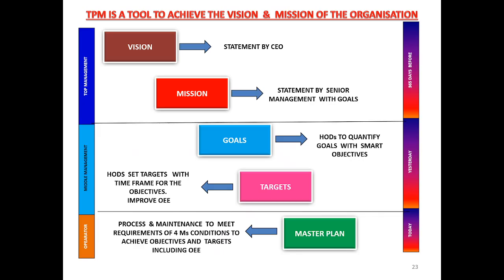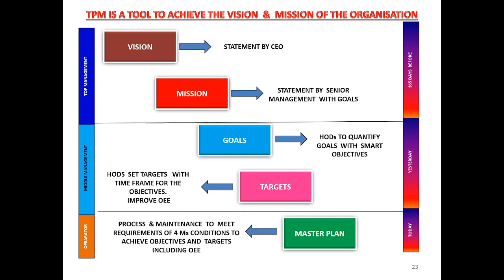This is another important management system slide showing the importance of the TPM tool for achieving the vision and mission of an organization by setting goals and targets. Top management, that is the CEO of the company, will spell out the vision. Mission will be formulated with goals by senior management for achieving the vision. For implementing the goals, SMART objectives with targets, that is objectives that are specific, measurable, attainable, realistic, and time bound, will be framed by middle management, that is HODs. They will also strive to improve overall OEE, overall equipment effectiveness, of all the production machines.